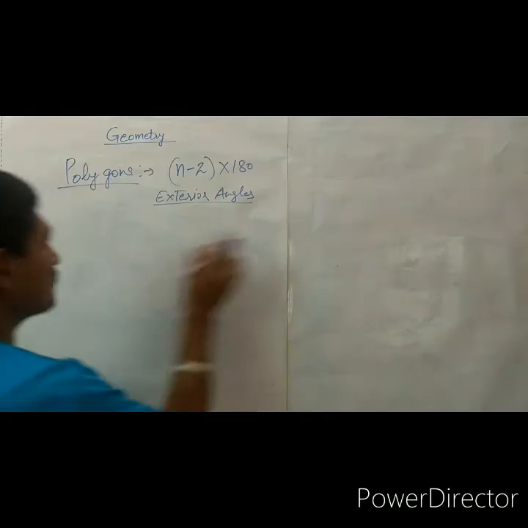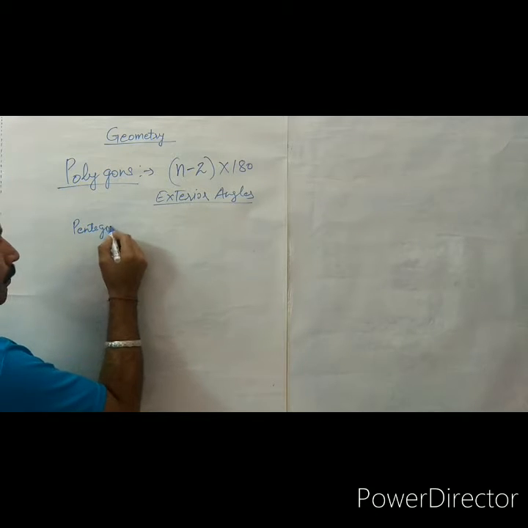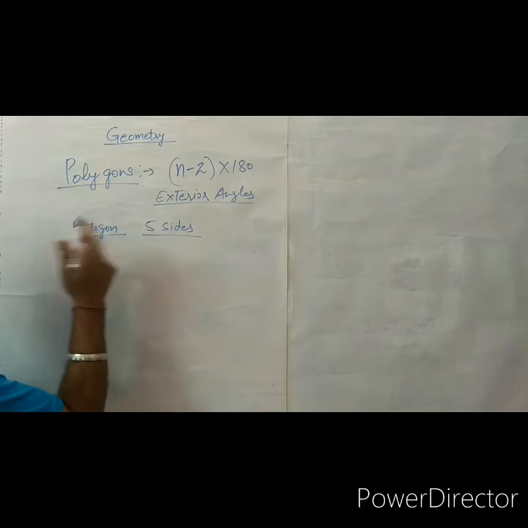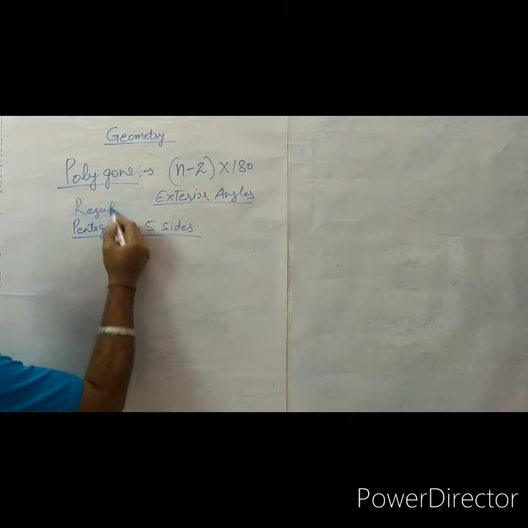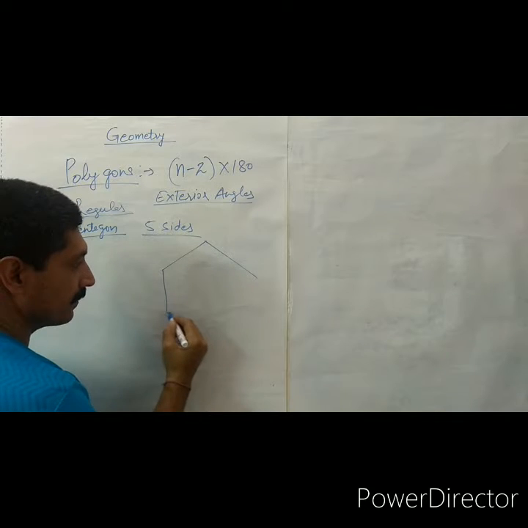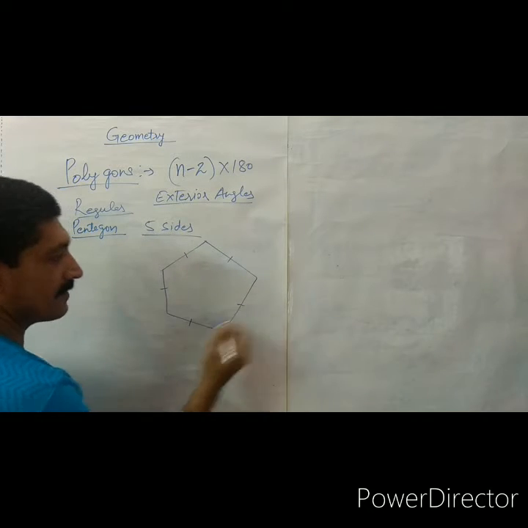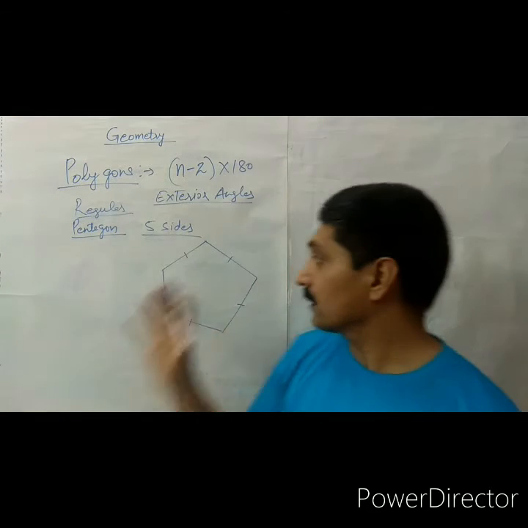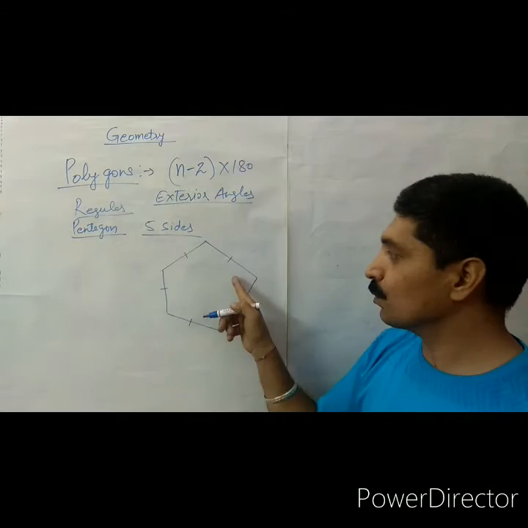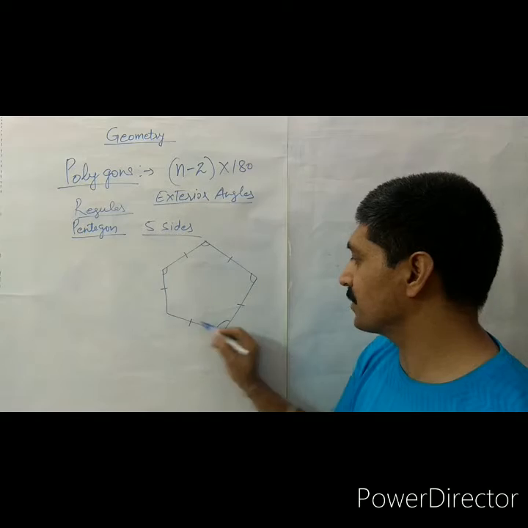Suppose we have a pentagon, a regular pentagon, meaning 5 sides. Regular means all the 5 sides are of equal length, all 5 sides are equal, then the polygon is said to be a regular polygon. So here, if sides are equal, all these angles should be of the same measure.